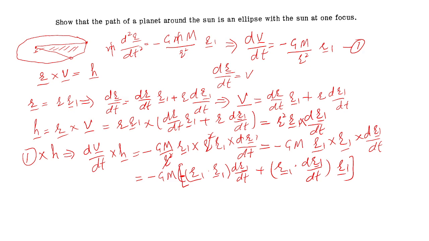Okay, we have a result from which this is 0, and that result is: when a vector has constant magnitude, then the vector and its derivative are perpendicular. So this and this are perpendicular, so the dot product is 0. r1 dot dr1 dt is 0 because they are perpendicular. So this is 0.